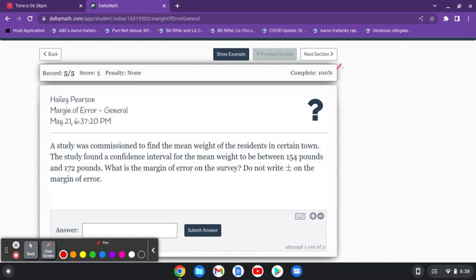So what I'm going to do is, I know that I'm given the mean weight between 172 pounds and 154 pounds. So I'm going to take 172 and subtract it by 154, so that way I can find the difference. If I plug it into my calculator, I'm doing 172 minus 154, and that gets me to 18.